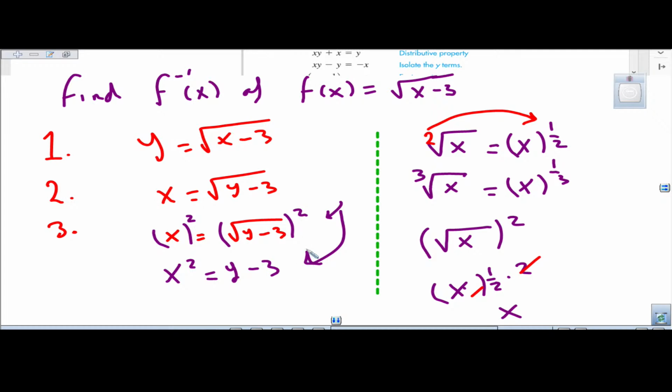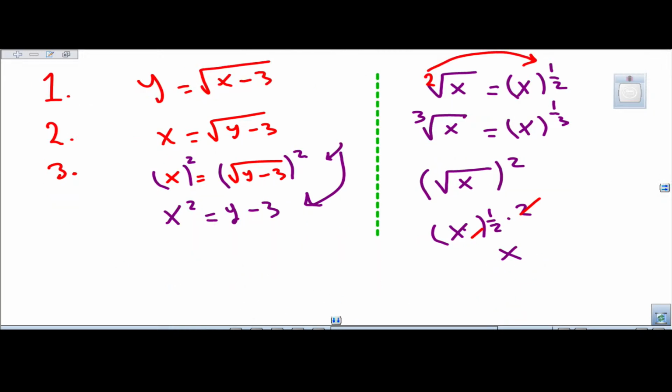So this is just an insert for those who were not sure why this happened here. Why does the square root cancel the square, or why does the square cancel the square root? It's because the square root is a fraction power of 1/2, and when you multiply that times 2, they cancel each other, leaving you with 1. Hopefully that helped those who had some questions or were in the process of developing some questions.